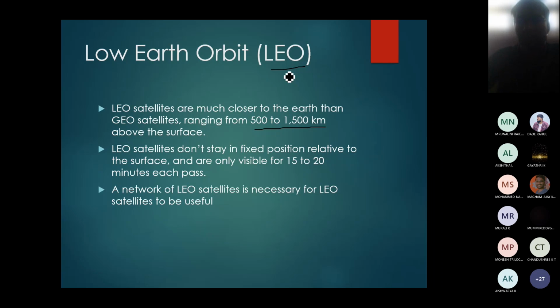So that's why most of the time the satellites which are rotating in LEO orbits remain visible to a particular point on the surface of the Earth for a duration of around 15 to 20 minutes. Okay, so that is why a network of LEO satellites is necessary for LEO satellites to be useful.